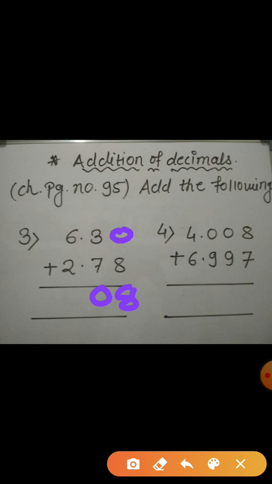I am writing here 0 and carry over 1 to the next place. Then the decimal point will come down. 6 plus 2, 8, and 8 plus 1, 9. Hence the addition is 9.08.